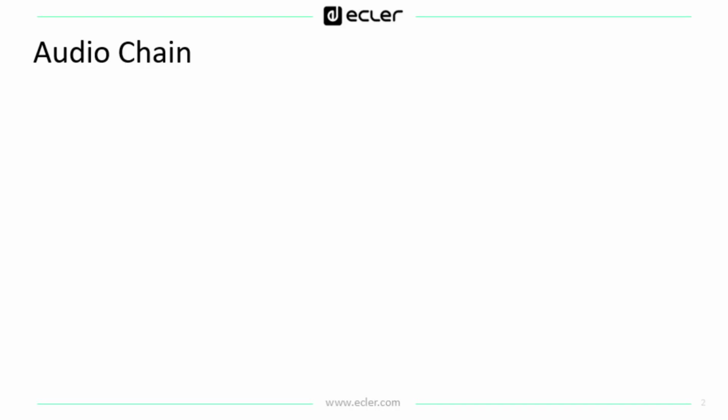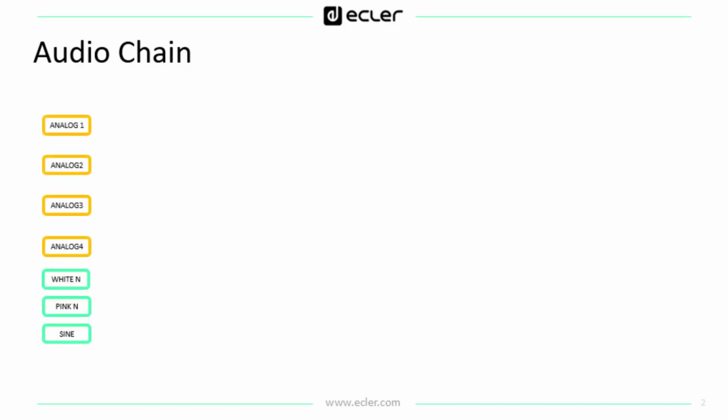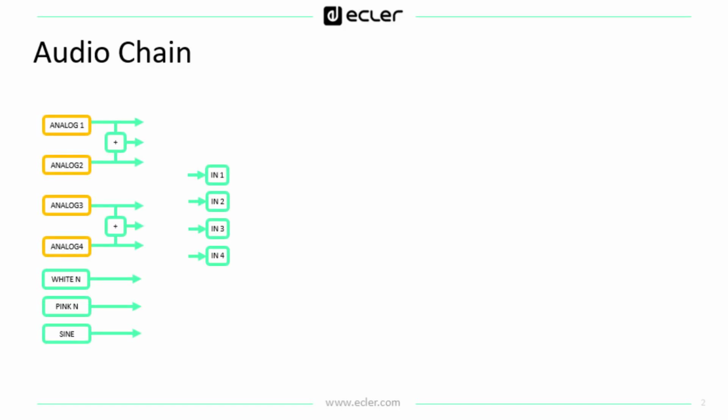In this chapter we will cover the audio chain inside the device. We will take a look at the front panel and we will see the connections. You have 4 analog inputs and 3 generators with white or pink noise or a sine. All of these inputs, or a combination of 2 as you can see, can be assigned to the DSP inputs.